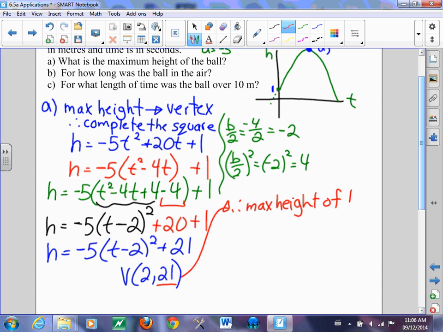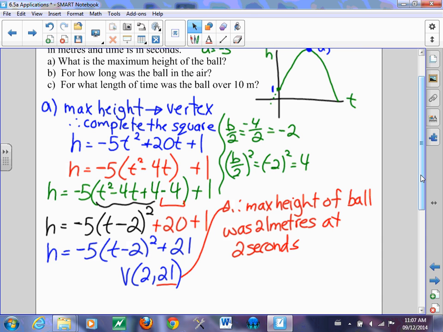of ball, this is a pretty high kick, eh, guys, was 21 meters, and it occurred at 2 seconds. Okay, so 2 seconds after it was kicked, it reached its maximum height. All right, awesome. Okay, question B.